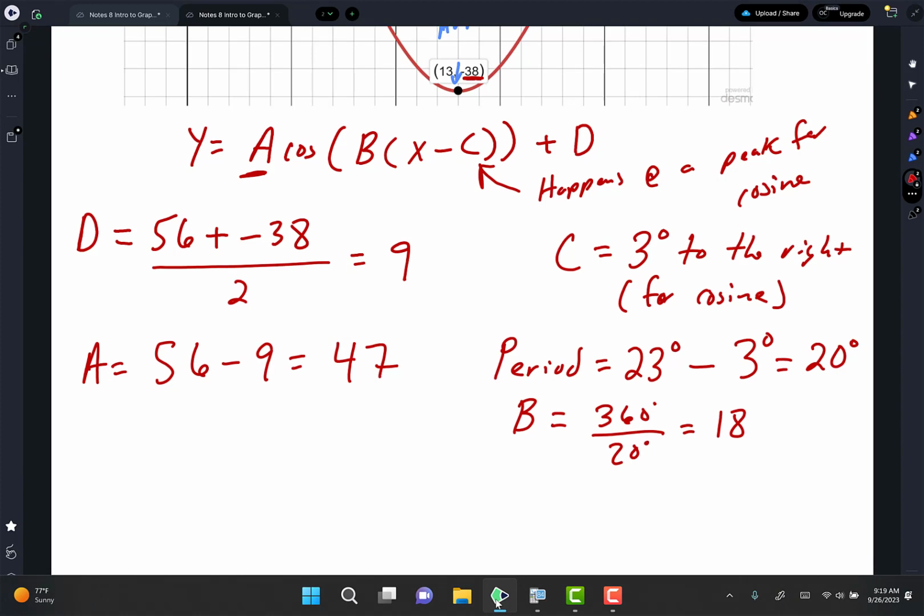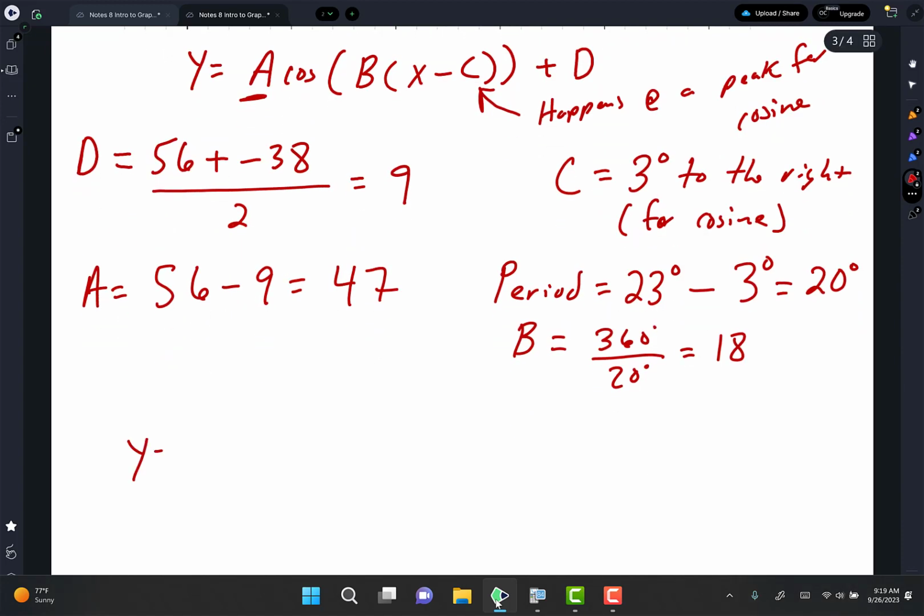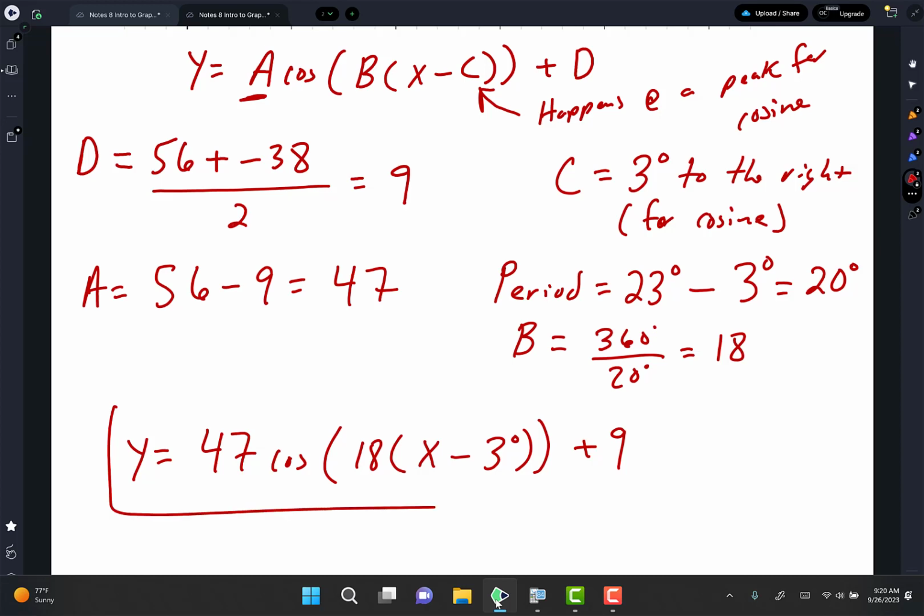Okay, here we go. The only thing I am left with is, actually I got everything. A, B, C, D. I got everything, guys. Here's my equation. Y equals, the amplitude is 47. Cosine, open parenthesis. The B is 18. Open another parenthesis. X minus 3 degrees, close, plus 9.